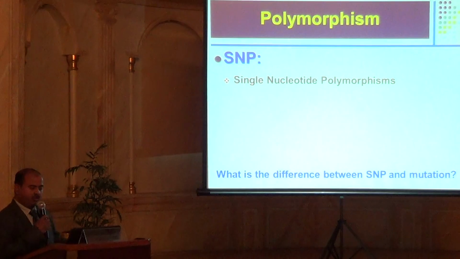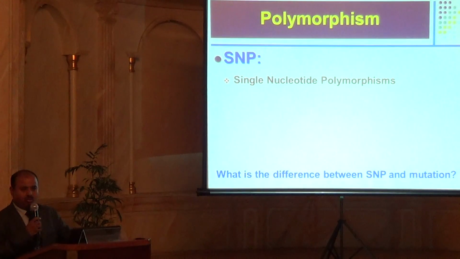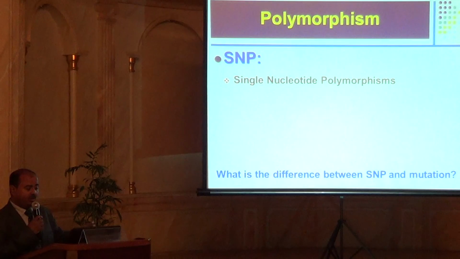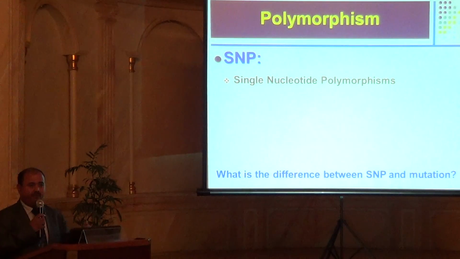So the question, what's the difference between single nucleotide polymorphism and the mutation? Single nucleotide polymorphism principally is above 1%. You can find single nucleotide polymorphism in 50%, 60%. Sometimes in certain races you can find the majority are polymorphism. So the mutation should be less than 1%.